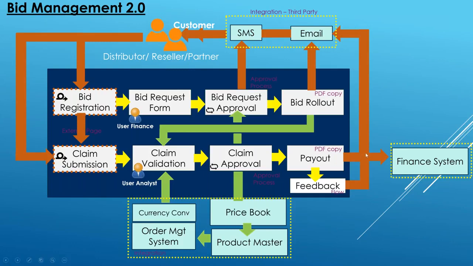Next, this line joins here. An email copy will go and an SMS will go. Your payment has been released. Right? Payment has been released. This is how it will go.